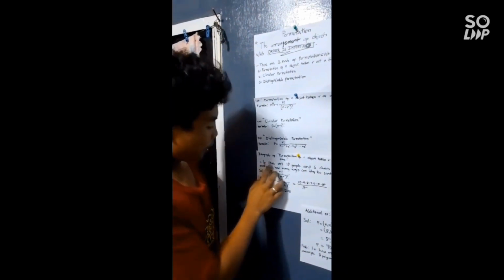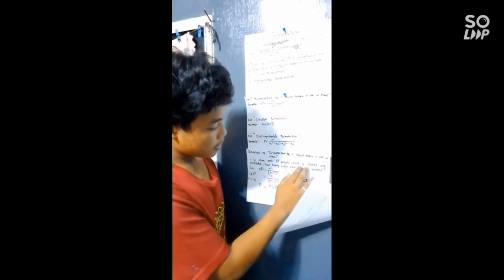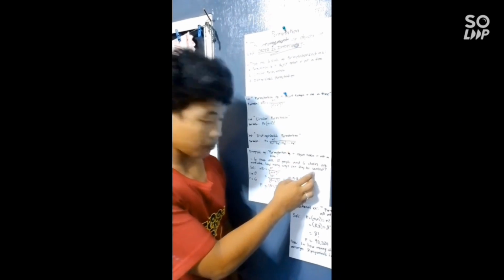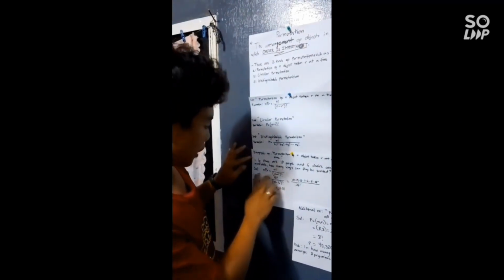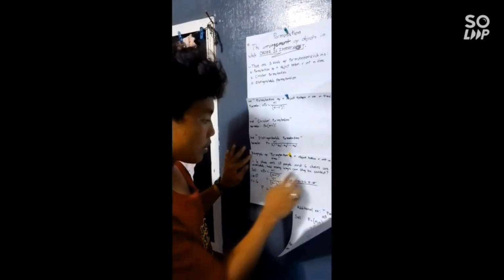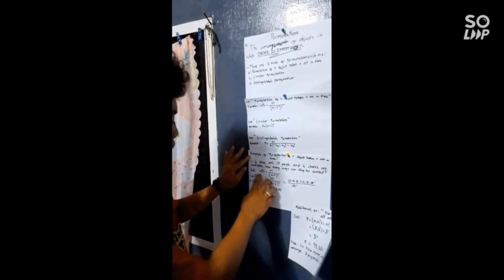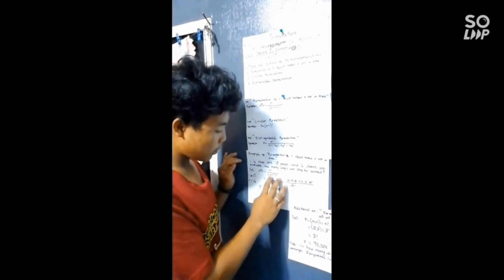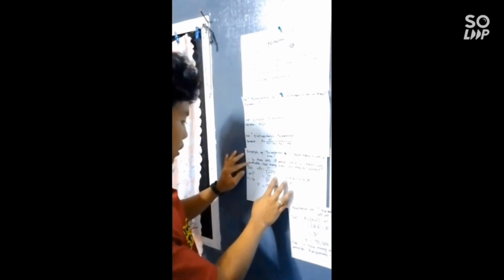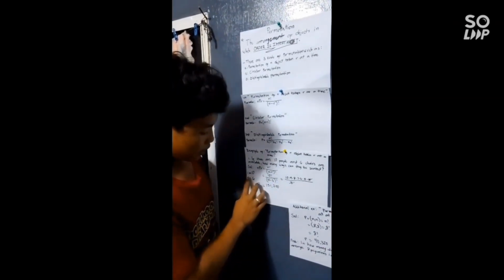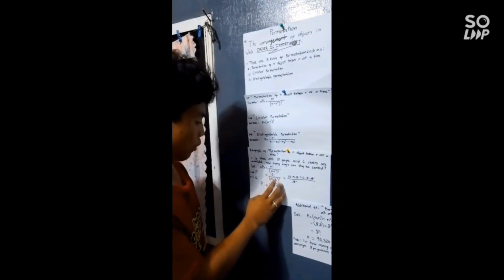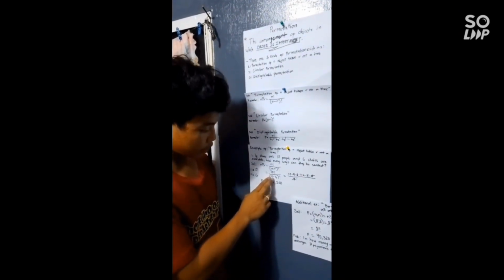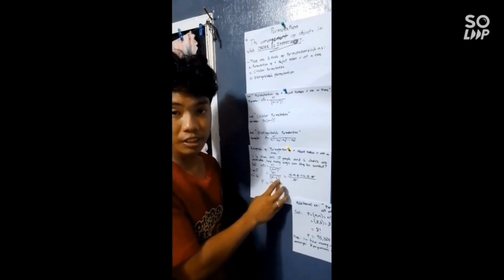Guys, this is an example of permutation of n objects taken r at a time. Example: if there are 10 people and 6 chairs are available, how many ways can they be seated? Our n is 10 and our r is 6. Solution: nPr is equal to n factorial over n minus r factorial. So we have 10 factorial over 10 minus 6 factorial.